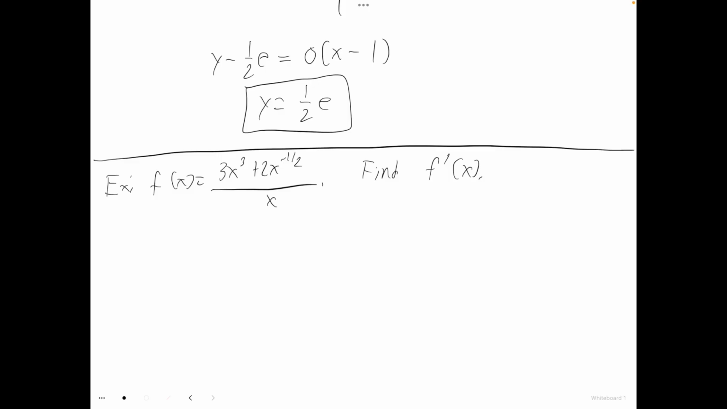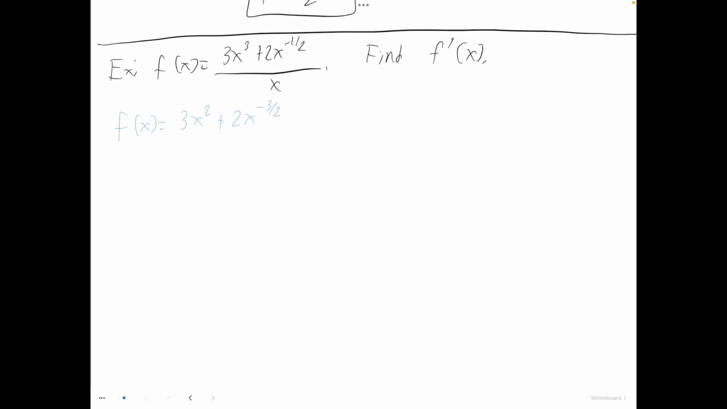Now, there is an easier way to do this than with the quotient rule. Notice f of x, if we just compute the division, is going to be 3x squared plus 2x to the minus 3 halves. And we can compute that derivative using the power rule a lot easier than if we used the quotient rule. We're going to use the quotient rule just for practice, but just be aware, you should check to see if you can do it an easier way than just going straight to the quotient rule. But let's use the quotient rule for practice.